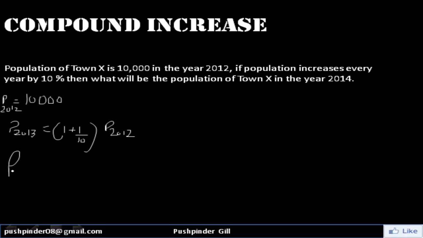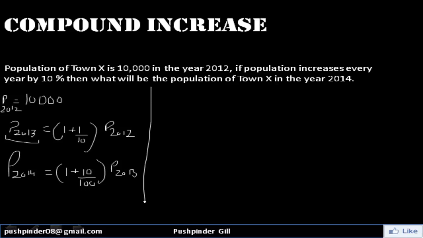Similarly, if I want to calculate the population of 2014, again this value will increase by 10% and I'll get my answer to be 1 plus 10 by 100 into P of 2013, right? So I hope everyone understood that. I just did some simple steps: every year the population increases by 10%. That means every year the population gets multiplied by this number over here, right?